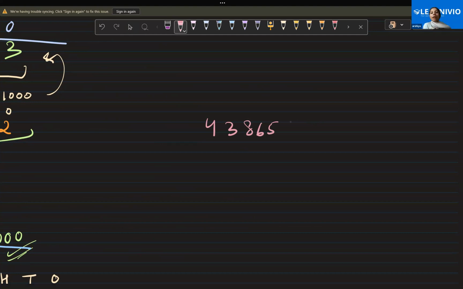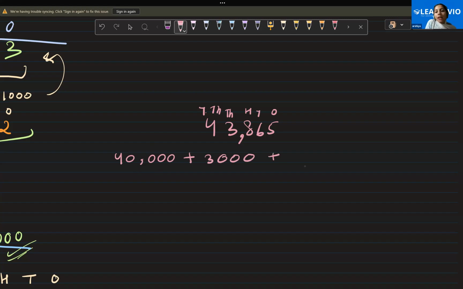numbers. That means when I put the comma, I'll put a comma here: ones, tens, hundreds, a comma, thousands, and 10,000. So if I have to read this number, I'll say it like 43,865. And if I want to write this in expanded form, it is 40,000 plus 3,000 plus 800 plus 60 plus 5, right? Do you remember this? Yes, ma'am. And this is called the expanded form.